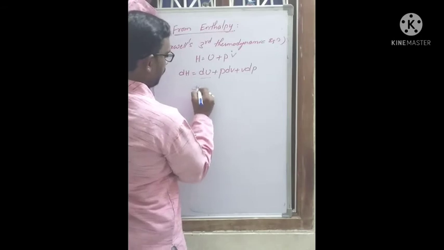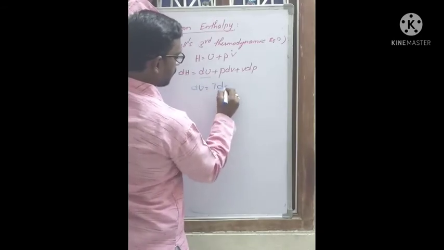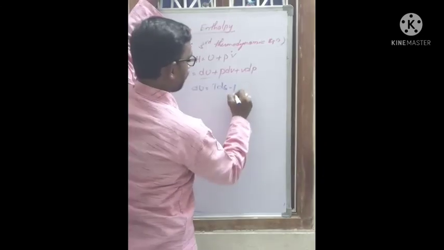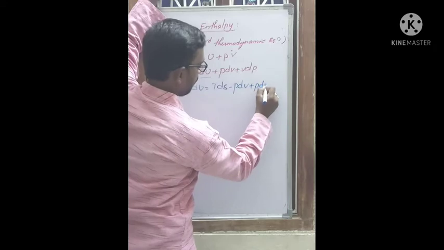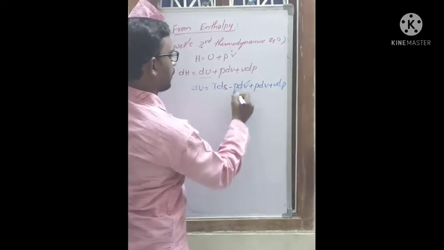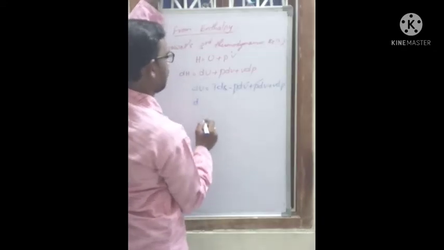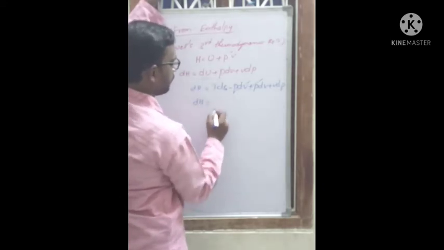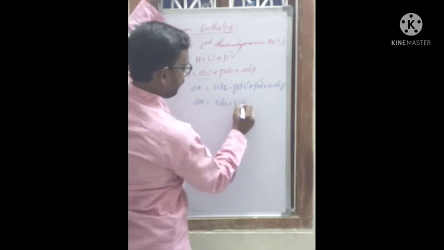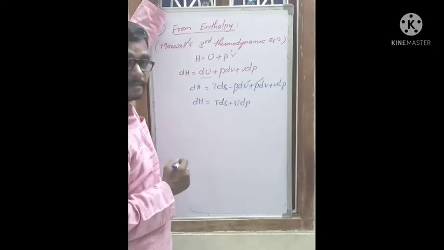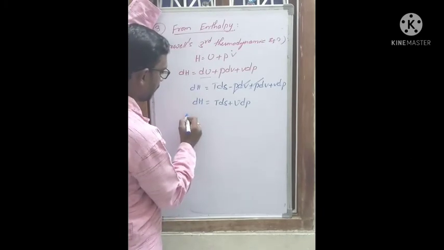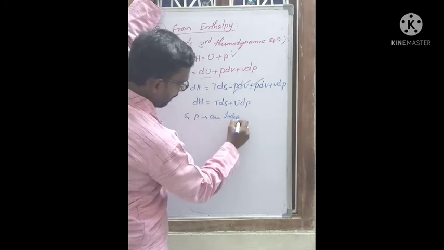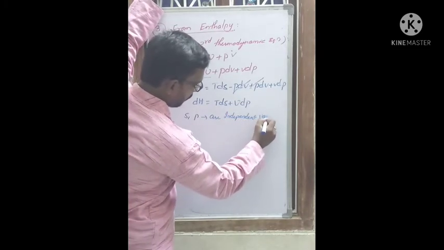And we know that dU is nothing but dU equal to TdS minus PdV, right? So PdV plus minus PdV cancel, and VdP remains. So finally what we get there? dH equal to TdS plus VdP. Okay, dH is equal to TdS plus VdP. So here let us write where S and P are independent variables.